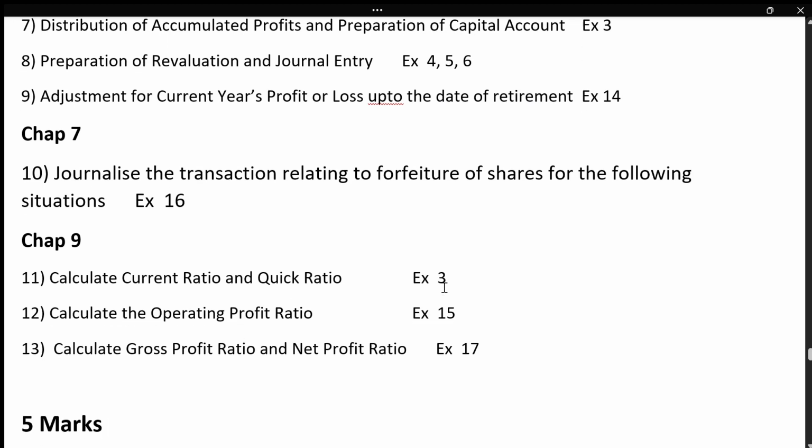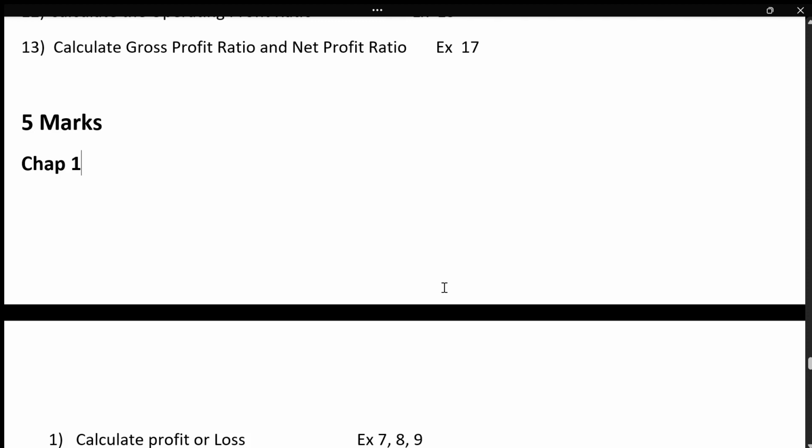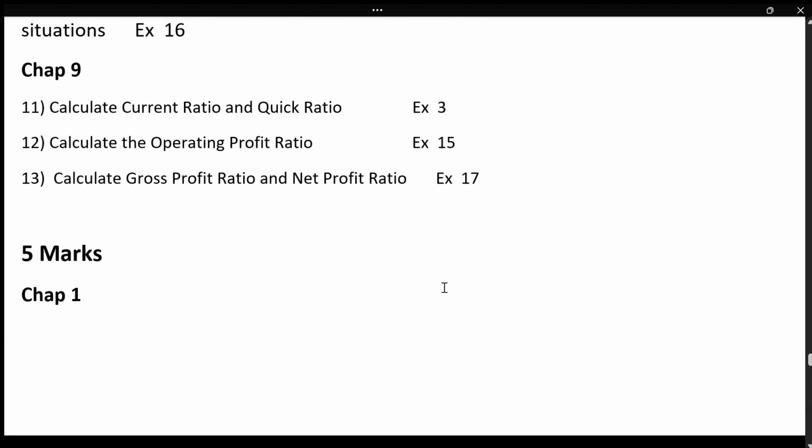And journalize the transaction relating to forfeiture. Here in this exercise 16, shares are issued at premium. So in that case, if the arrears are there for allotment, how will the transaction be, how is the journal entry. So that may be asked in 3 marks or 5 marks. Next, calculate current ratio, quick ratio, operating ratio. Here 2 or 3 ratios are there, so it may be asked in both 3 marks and 5 marks.